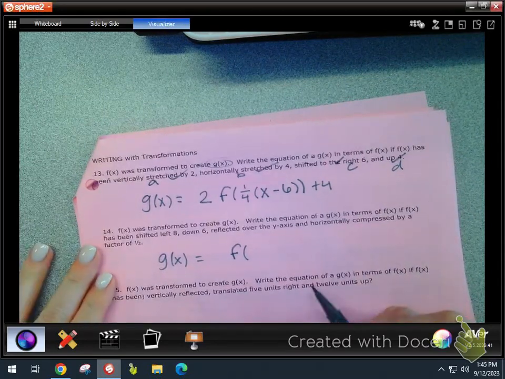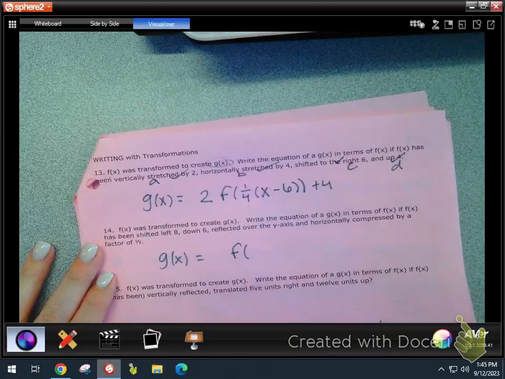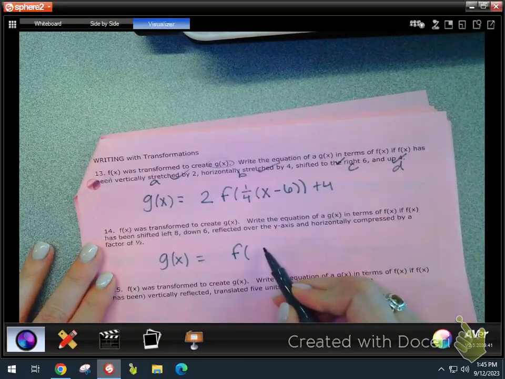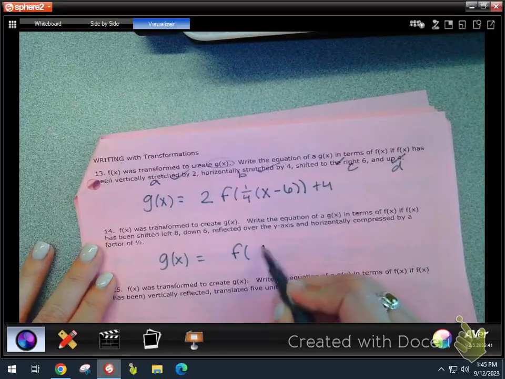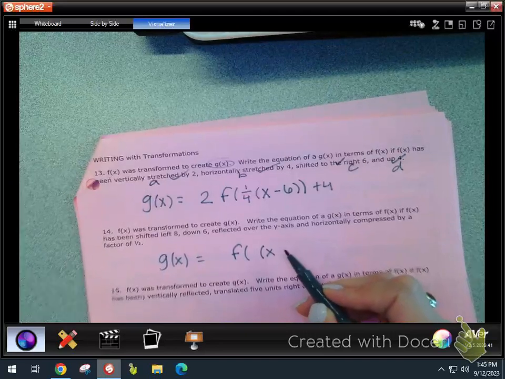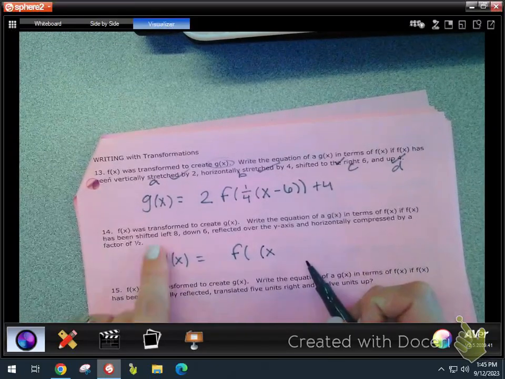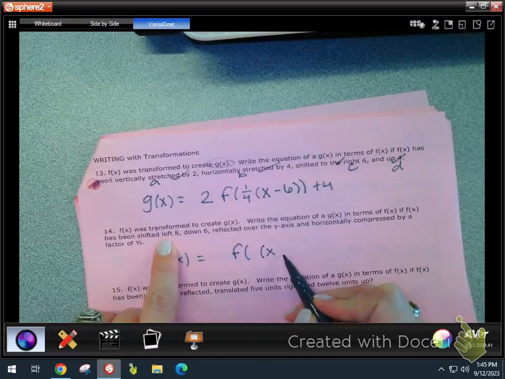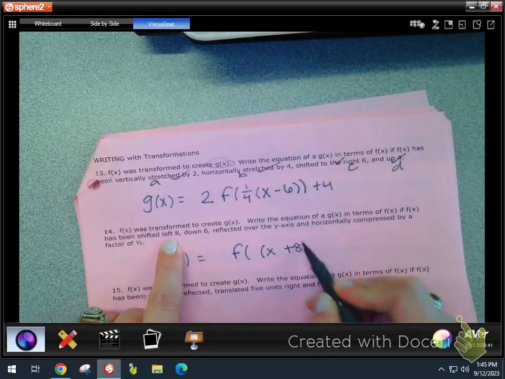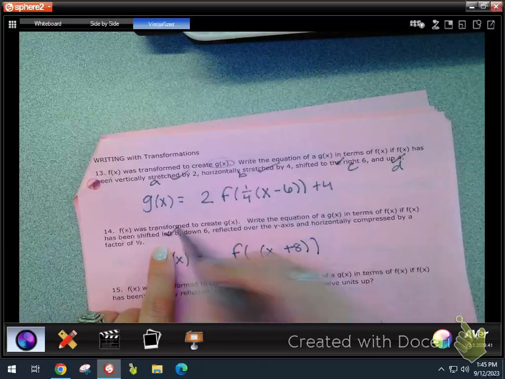Plus 8. So I need to put... Would you need a second parenthesis? Yeah, I'm going to need a second parentheses because there's something horizontal. So you might just have to maybe erase if you need to or squeeze something in there. Okay, left 8. Inside the parentheses with the X, I need to put X plus 8, and close it off. Okay, that takes care of that.